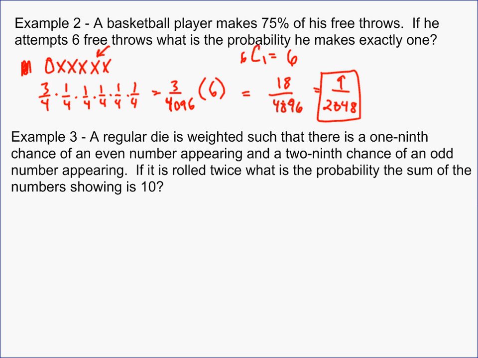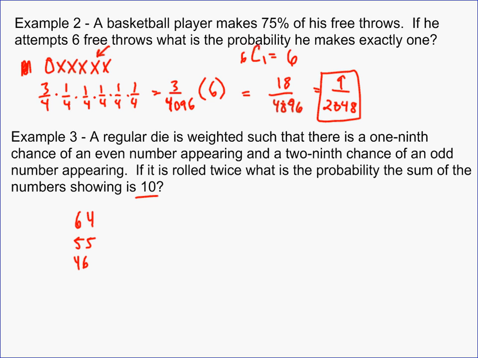There's a 1/9 chance of an even number appearing and a 2/9 chance of an odd number appearing. If it is rolled twice, what is the probability that the sum of the numbers showing is 10? Well, when you roll dice, we went through and made a chart before. The different ways that you can get a sum of 10 is just going to be getting a 6 and a 4, getting a 5 and a 5, or a 4 and a 6.